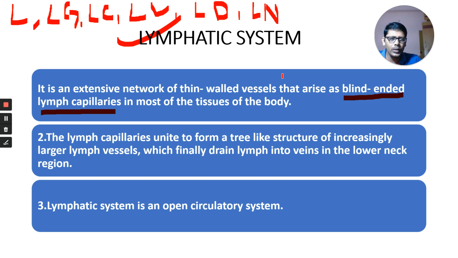Okay, venules form veins, veins form the cava. Here also lymph capillaries unite. Look at the sequence here. Some of the lymph capillaries join and unite to form a tree-like structure of increasingly larger lymph vessels.